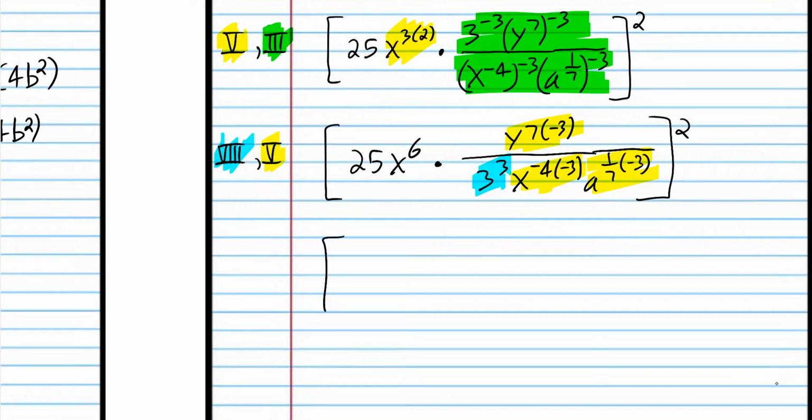So let's see what else we can do. We're just going to simplify, I guess, at this point. So we have y to the negative 21, 3 to the third power is 27, x to the positive 12, and a to the negative 3/7.